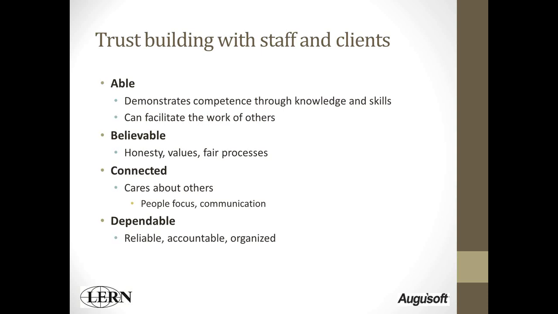The first one is able. We trust people who demonstrate competence through their knowledge and skills. We trust people who can facilitate the work of others. That would be a leadership quality, right? And so when people are able, by that definition, and all of that implies, then we trust them. When we show our competence through our knowledge and skills and ability to facilitate work, then others will trust us. You don't dare lean on a fence. It's rickety, right? It might fall down.